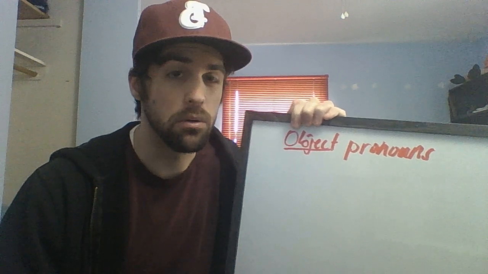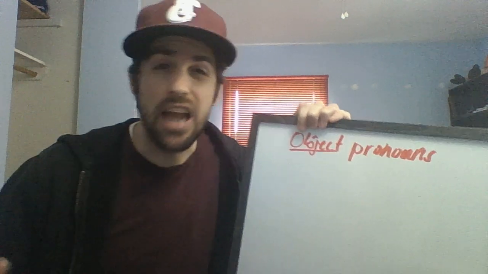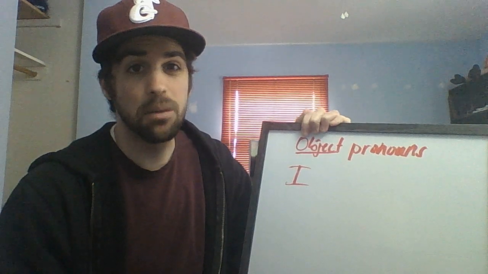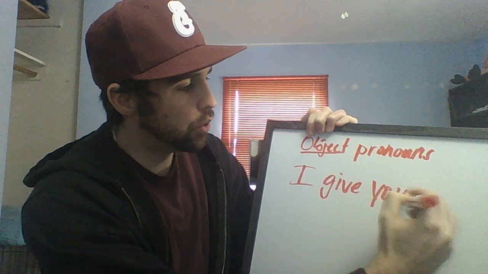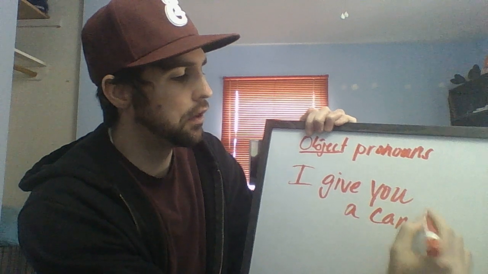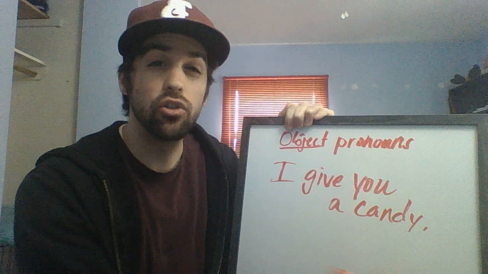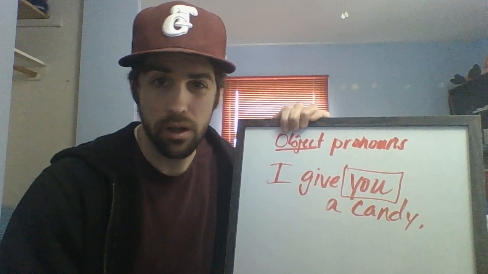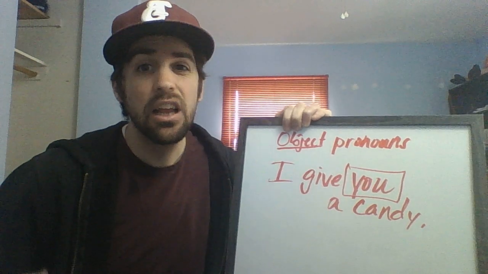An object pronoun is when we're talking about someone receiving an action from someone else. So I'll give you an example. So I is a subject pronoun, right? I give you a candy, right? So there's an example of a sentence where we have an action that one person is doing to another. The action is giving, and here is the object pronoun. This is the pronoun of the person who is receiving the action.